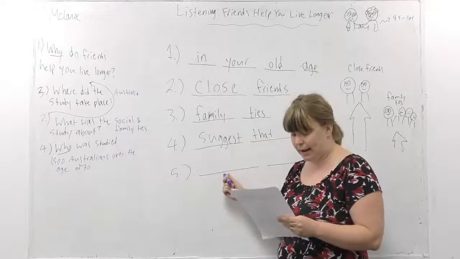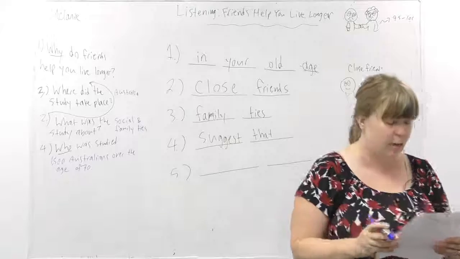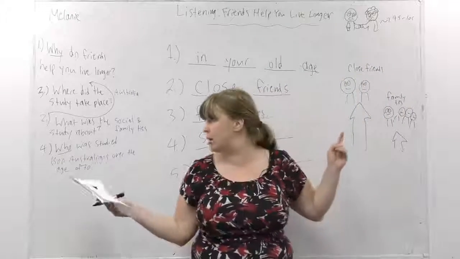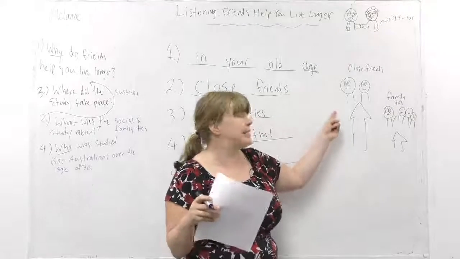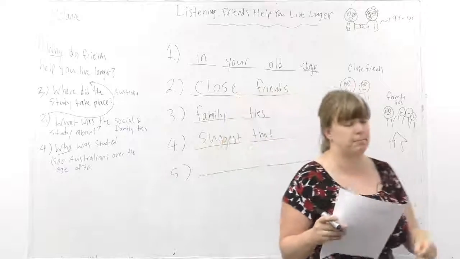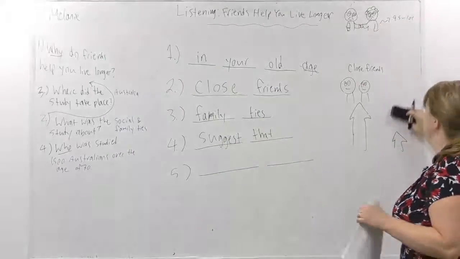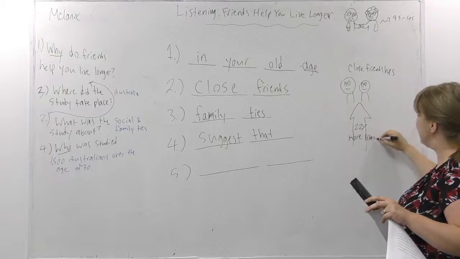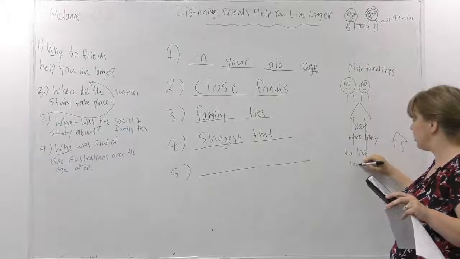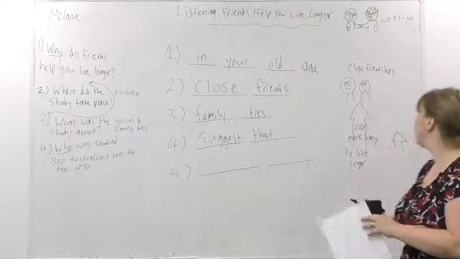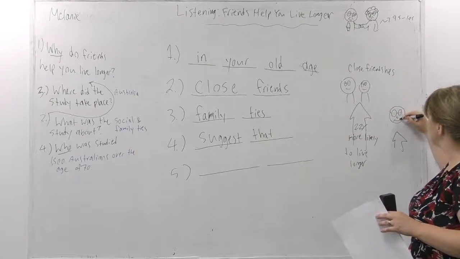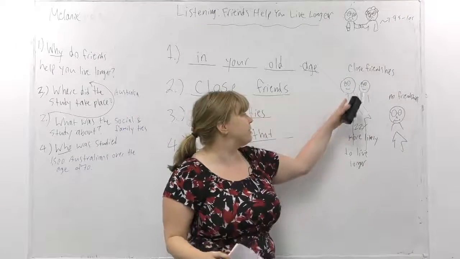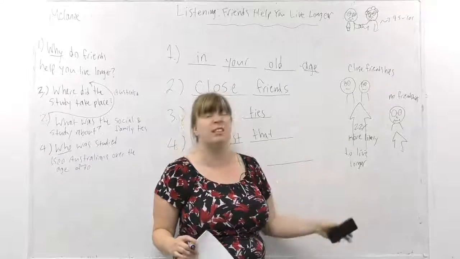So let's do number five. The researcher said this is because, oh, I forgot to illustrate. Okay, so the results, so basically 1,500 Australians over the age of 70, they were studied. Results are showing that people with close friendships, these guys are 22% more likely to live longer, compared to seniors with maybe no friendships, so lonely seniors. So chances are, if you're a senior with good friendships, you're 22% more likely to live longer.